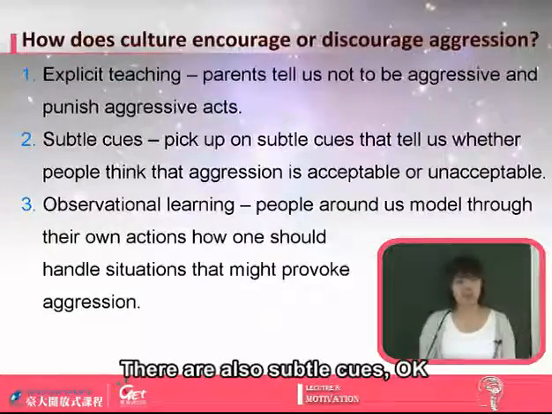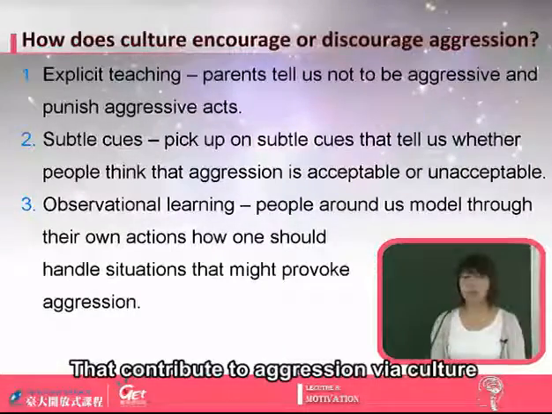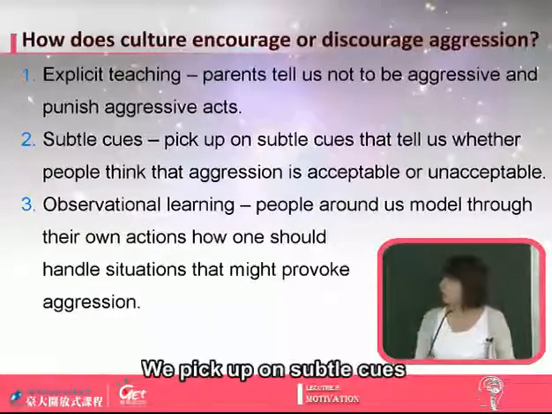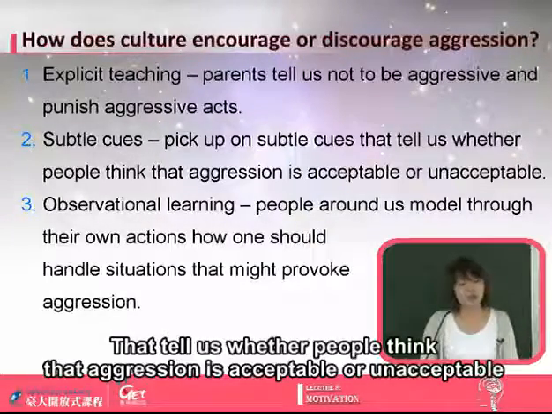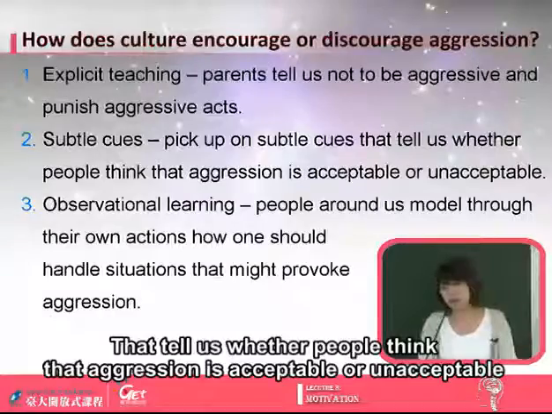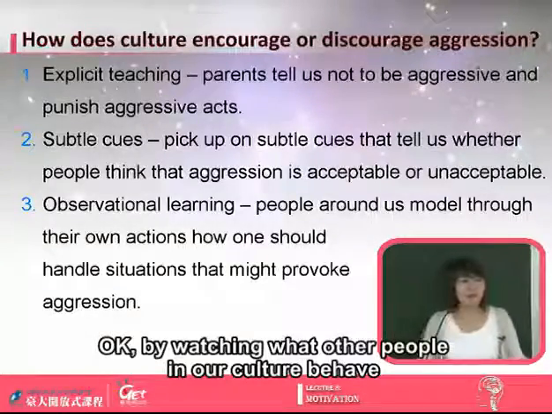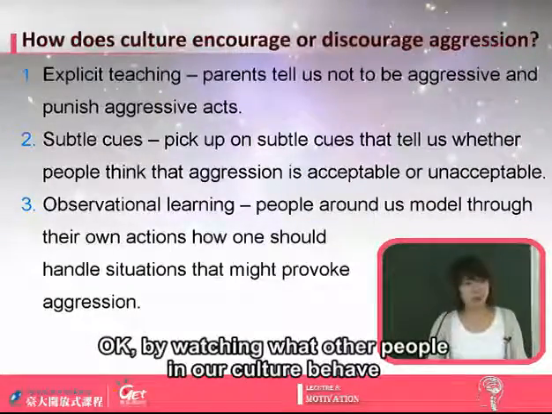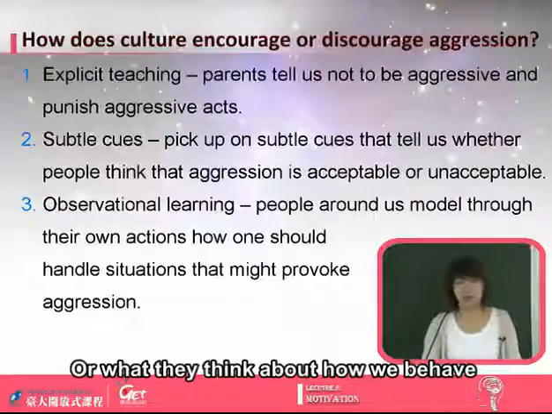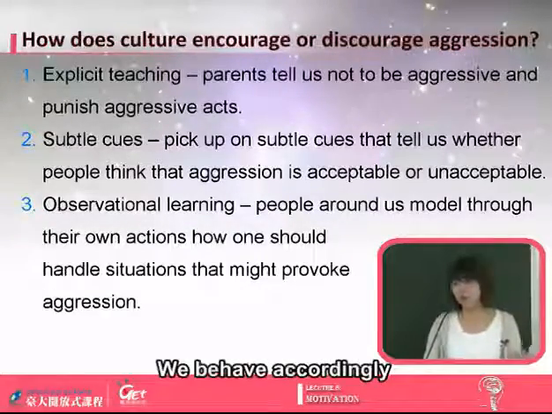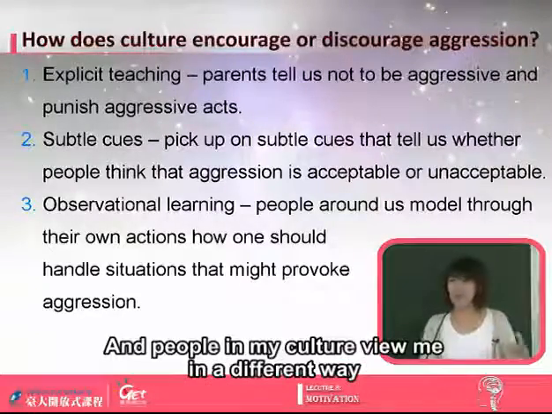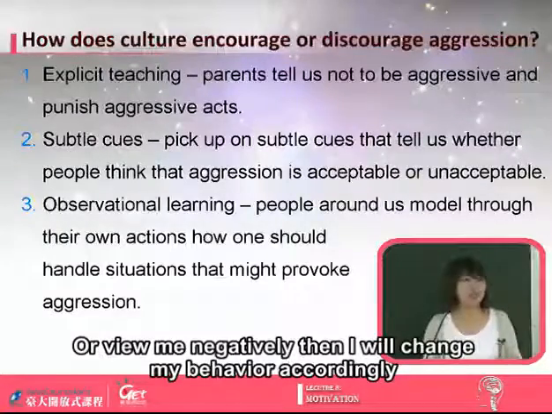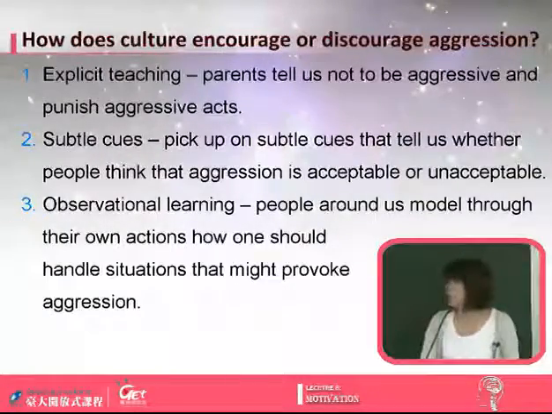There are also subtle cues, okay, that contribute to aggression via culture. We pick up on subtle cues that tell us whether people think that aggression is acceptable or unacceptable. Okay, by watching how other people in our culture behave, or what they think of how we behave, we behave accordingly. If I behave aggressively and people in my culture view me negatively, then I would change my behavior accordingly.